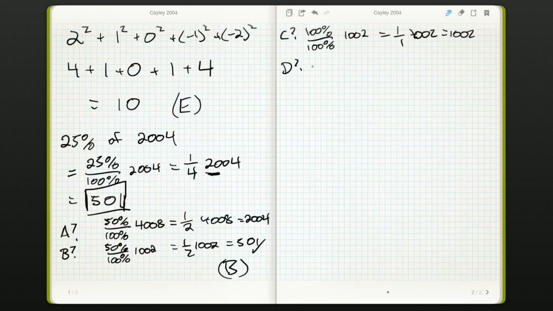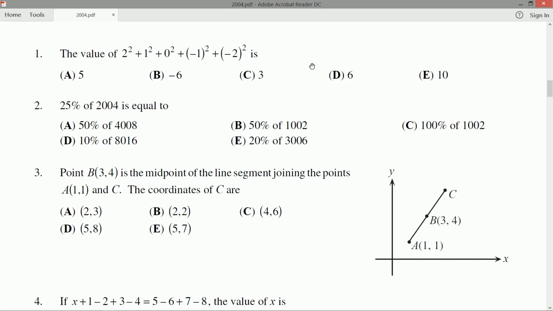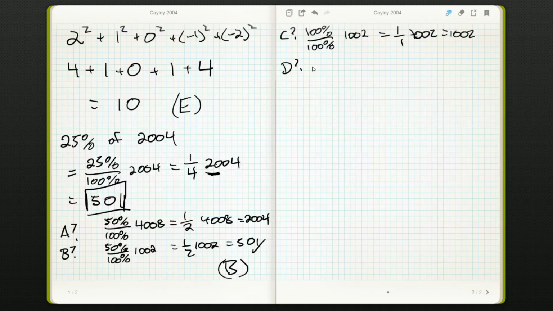I think it was 10% of something? 10% of 8016. So 10% out of 100%, that is 1/10. So this isn't even going to be an integer. We just move the decimal place over 1, we get 801.6. Nothing we can do there.